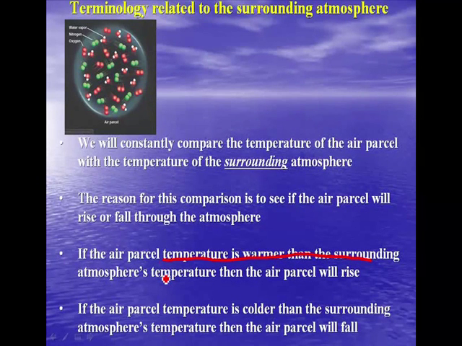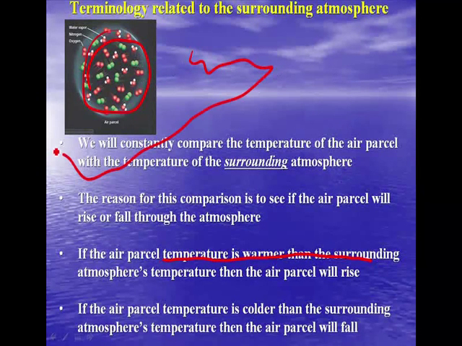If you've ever been up to your attic during a hot summer day, you notice that it's hotter in the attic than it is down in the basement. Warm air begins to rise because it's more buoyant, less dense. And so, again, if the air parcel itself is warmer than the surrounding atmosphere, it will continue to rise. Conversely, if the air parcel's temperature is colder than the surrounding atmosphere, it will fall, cold air being heavier, more dense. If the temperature of the air parcel and the atmosphere is the same, the air parcel will stay at its current position.